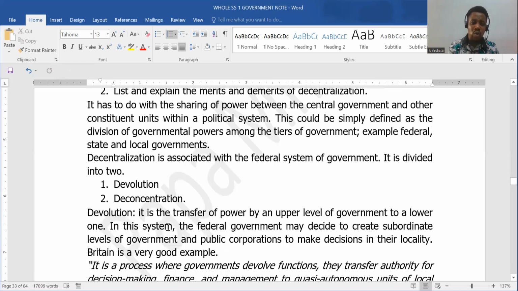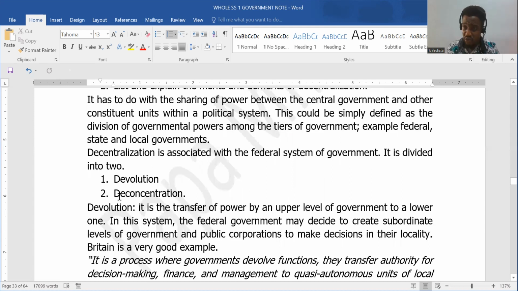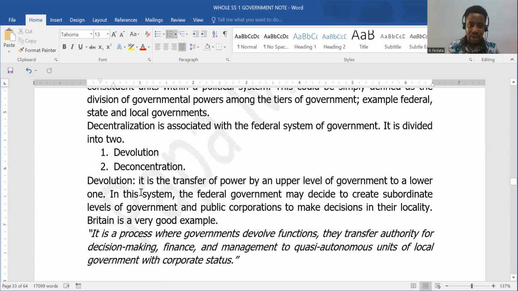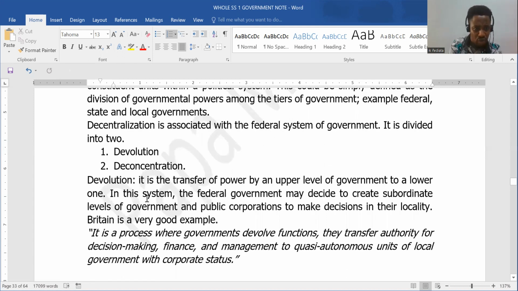So let's go further and say we have basically two types of decentralization, some will give you 3 or 4, but we're looking at just 2 types: devolution and deconcentration. So in devolution, we're saying that is the transferring of governmental power by an upper level government to a lower one, right? Governmental power is transferred from an upper level government to a lower level government. The power is given to them to make decisions, right? This could be seen in public corporations.